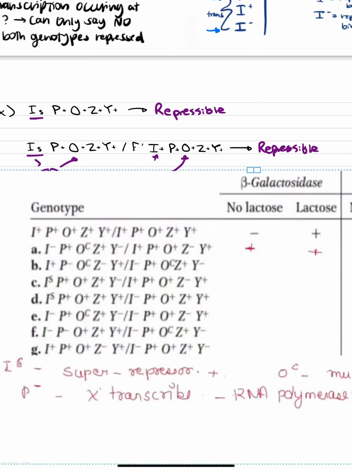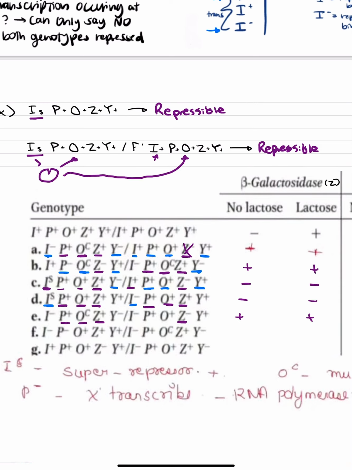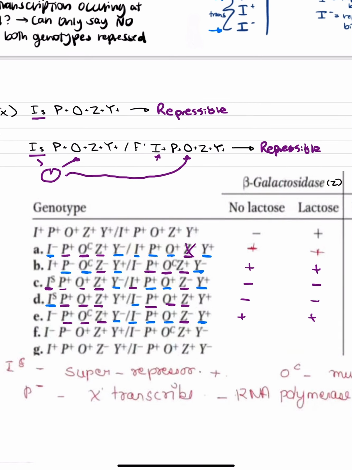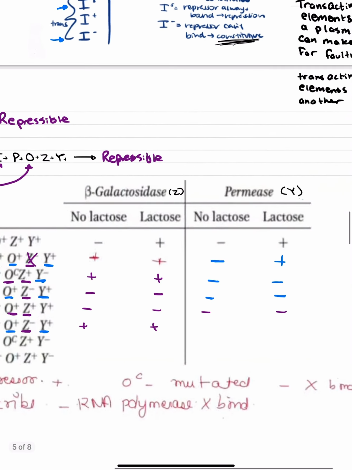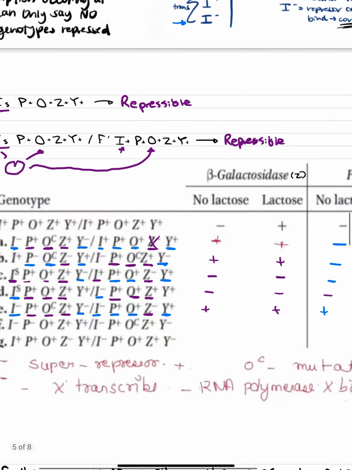Looking at the Y, here we have Y minus and here we have Y plus. Let's look at the cis-acting factors. We have a working promoter, a non-working operator. Now we have to go to the trans-acting elements. Here we have an I minus, here we have an I minus. I minus results in constitutive expression, meaning it's always going to be expressed. So we're always going to have expression of Y.